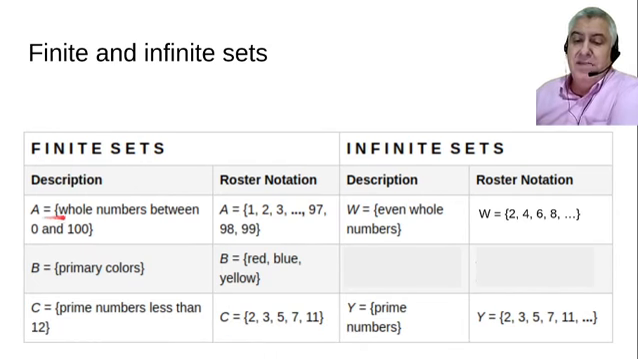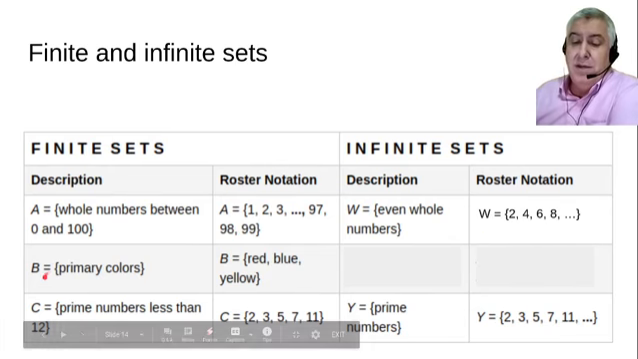So here we have A as the whole numbers between 0 and 100. So over here I have the numbers 1 to 99. And we use this ellipsis, these 3 dots, they're called an ellipsis, to show that it follows the same pattern. And we use that a lot in math. And for finite sets, we'll use it in the middle.